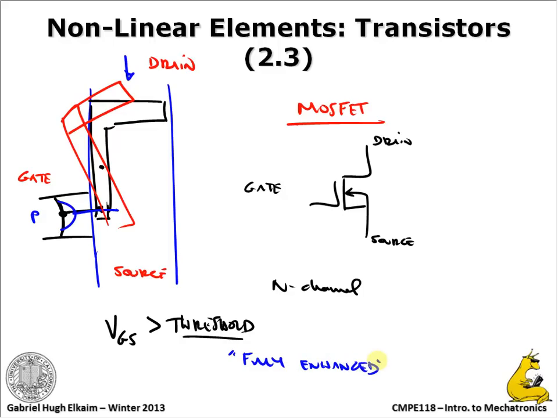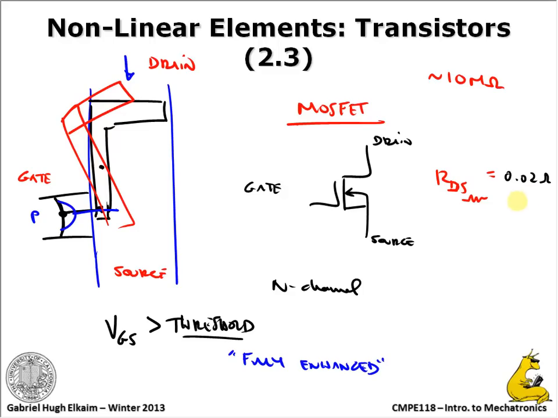I don't know where they came up with these, but that's what they are. And the way I know it's on is the drain to source, right? So when it's off, when the gate is less than threshold, our drain to source is approximately 10 megaohms. When it's on, when it's fully enhanced and really turned on, these look like approximately 0.02 ohms. That's 20 milliohms.